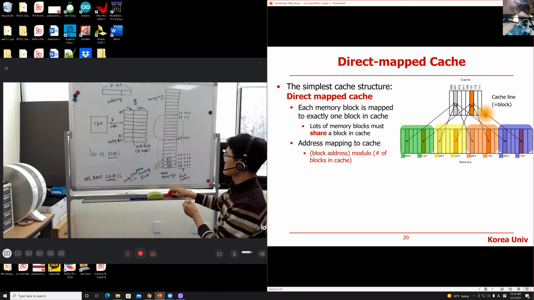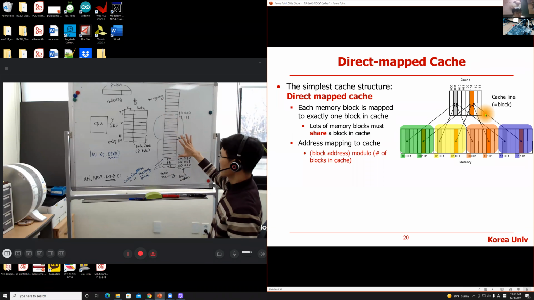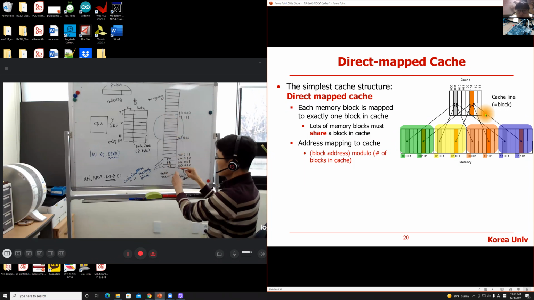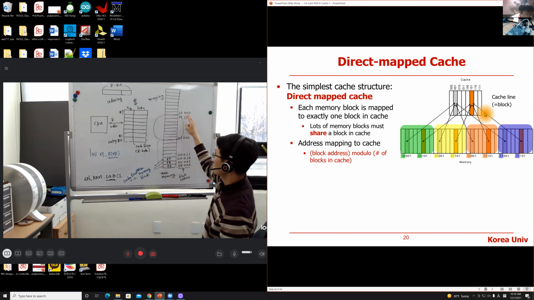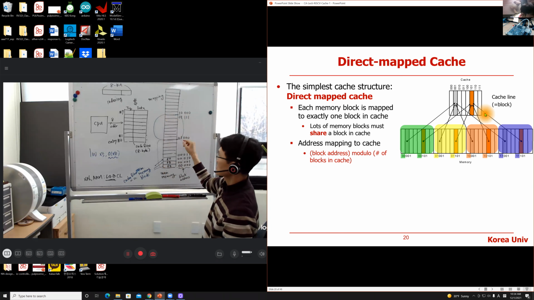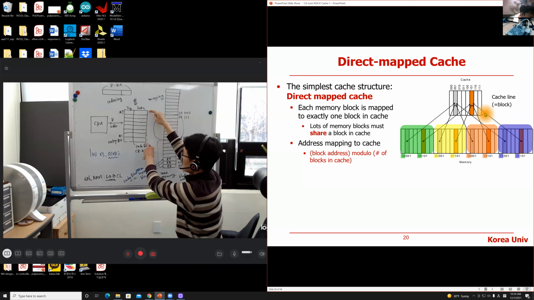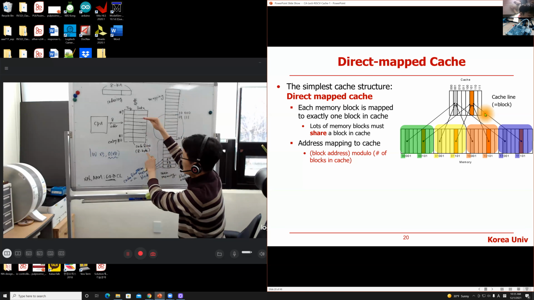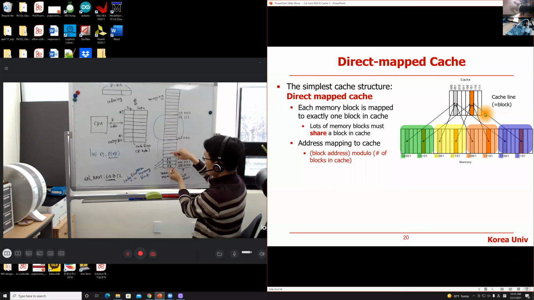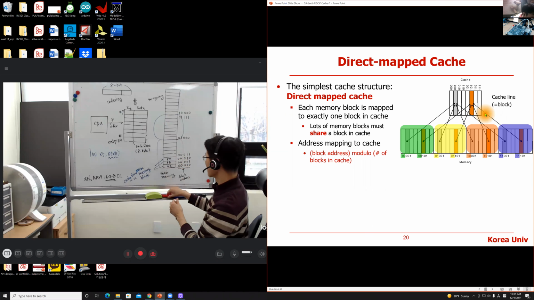So the mapping scheme is very simple. Main memory is divided into these cache line sized blocks, and this red box and blue box each have the same size as the cache. So eight memory blocks and 8 cache lines, right?